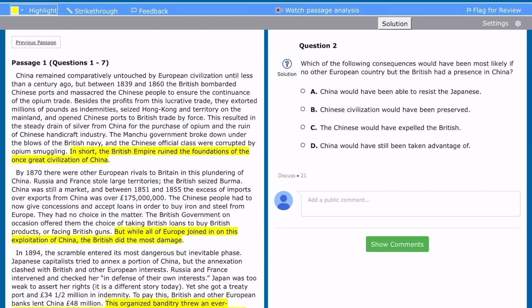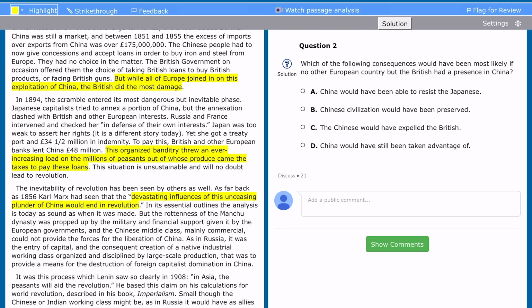So, although the British Empire ruined the foundations of the once great civilization in China, here at the end of the first paragraph, it talks about how by 1870, there were other European rivals trying to enter this plundering of China. Russia and France took some territories, the British seized Burma, and then eventually the Japanese stepped in as well. Later in 1894, the Japanese capitalists tried to annex a portion of China, but the annexation clashed with British and other European interests.